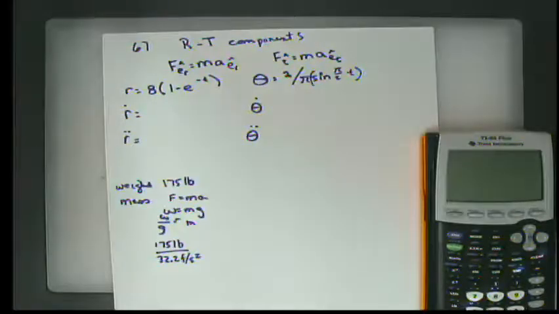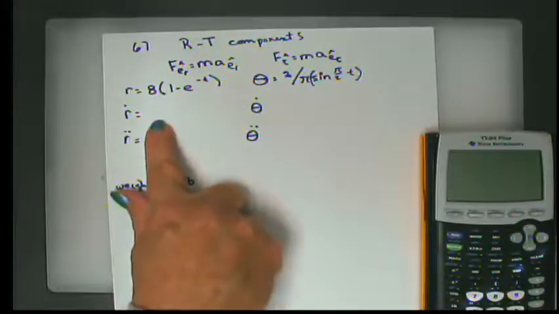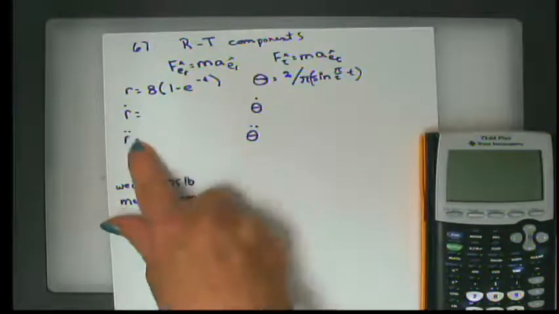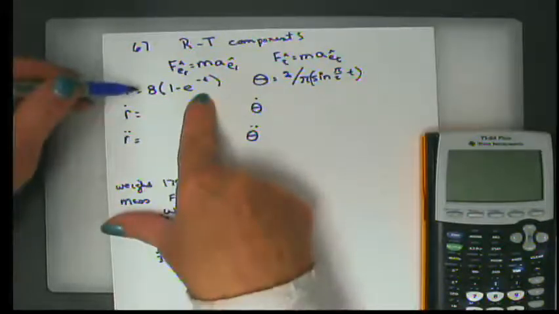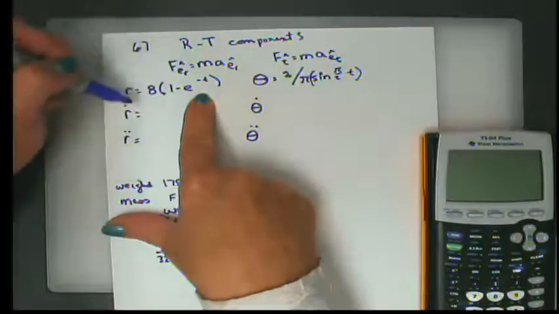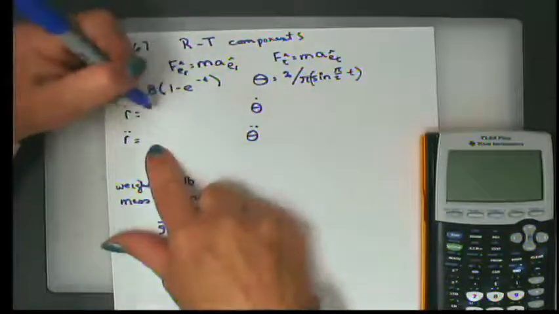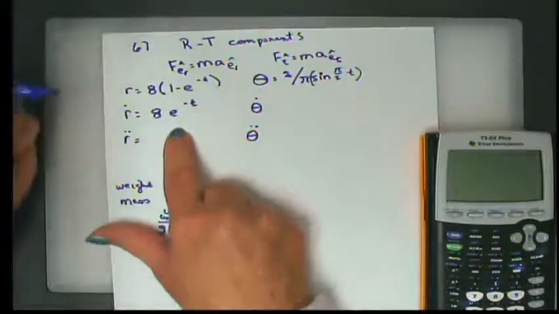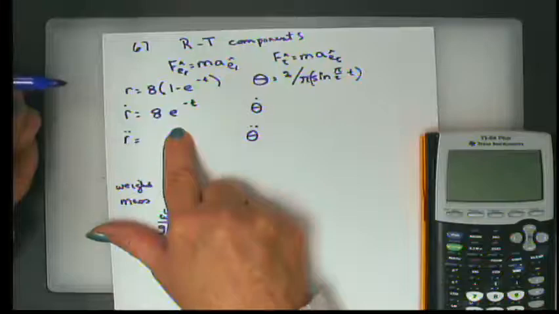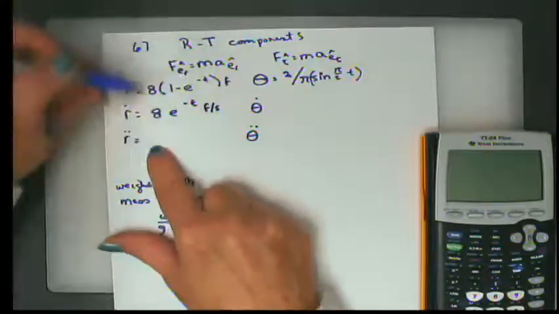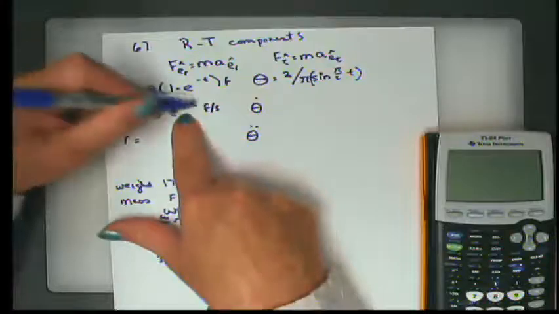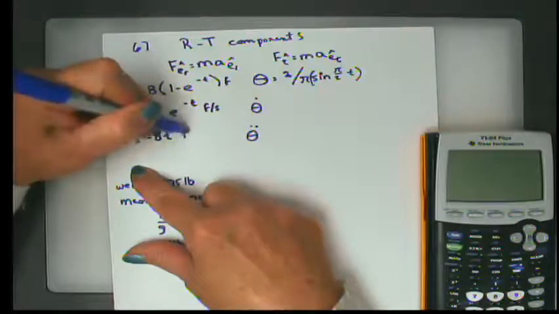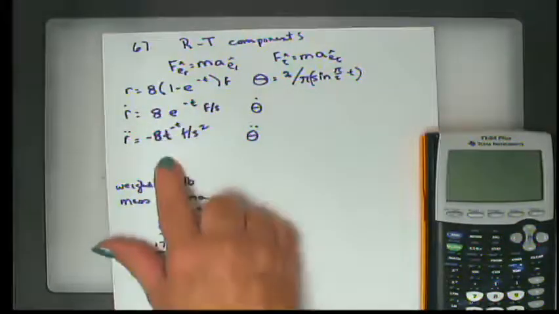So we need to do our first and second derivatives of r and theta. I need a little help with this when I do my derivatives, but r dot turns out to be 8 e to the negative t, and that's going to be in feet per second. This is going to be in feet, of course. Then when we take the second derivative, all we have is the negative comes out, so we have negative 8 e to the negative t feet per second squared. Okay, so there's our first and second derivatives.